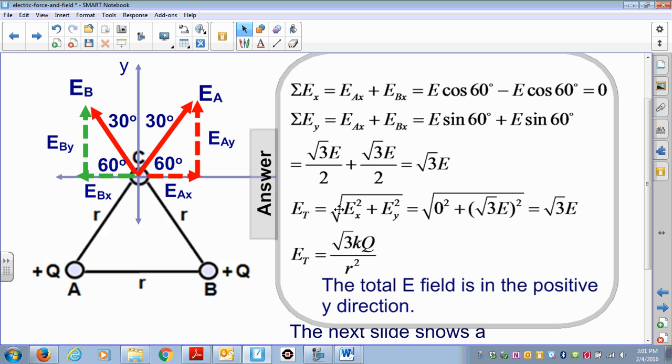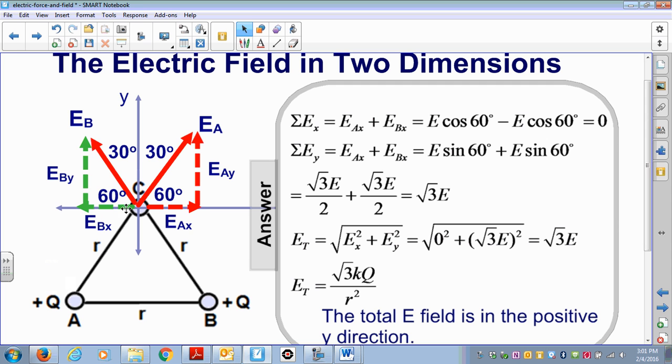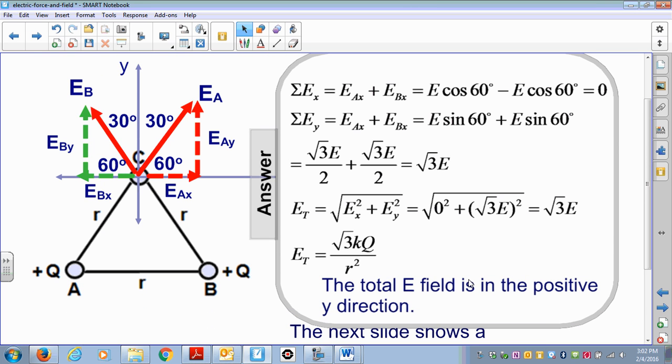Taking the 2 components, squaring them and then adding them, and then taking the square root of the sum, we end up with the square root of 3 E. So the total electric field, which would be directed straight up, is going to be the square root of 3 times kQ over r squared. The total electric field is in the plus y direction.